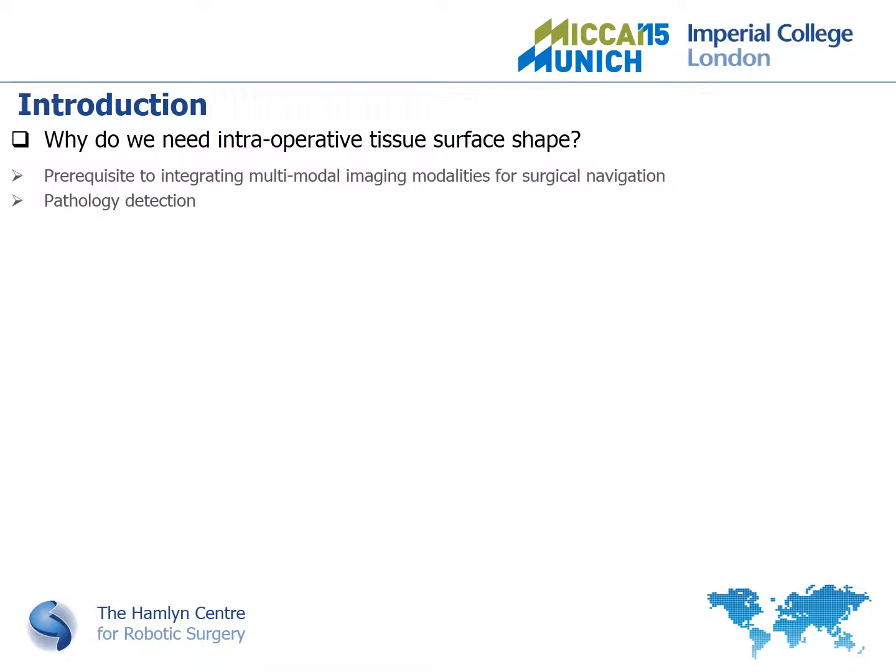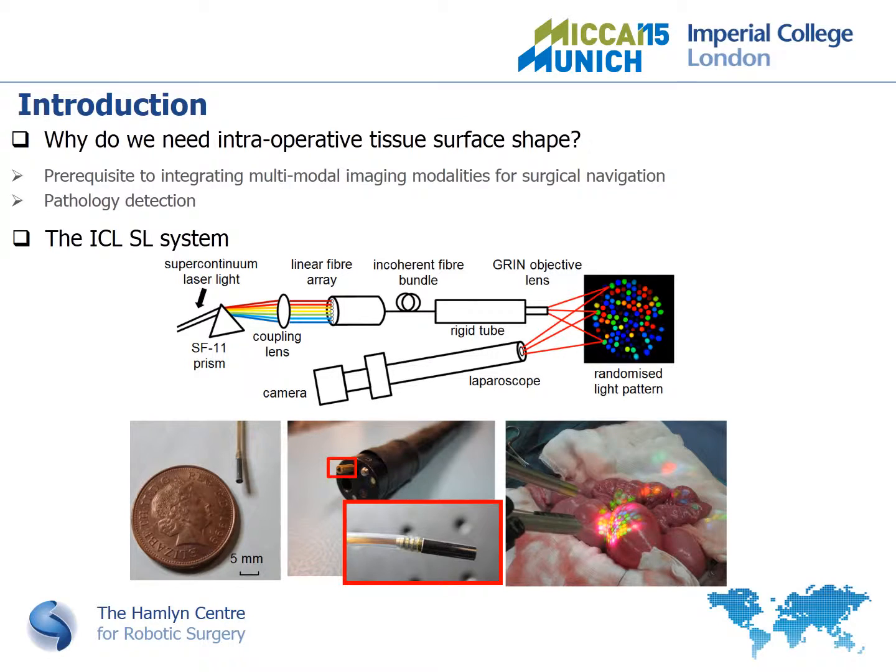Intraoperative tissue surface shape is a key point for computer-assisted surgery. It's a prerequisite to integrating multimodal imaging modalities for surgical navigation, and it could be used for pathology detection as well. In order to measure the tissue surface shape during laparoscopic surgery, previously our group has developed a structuralized system with a miniaturized probe which can be inserted through the biopsy channel of a standard endoscope.